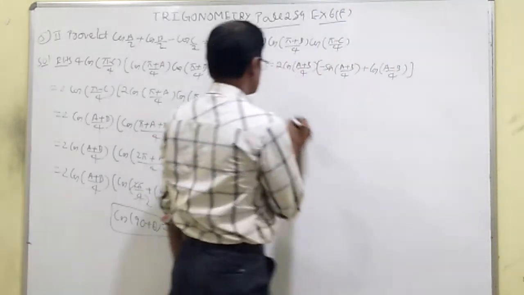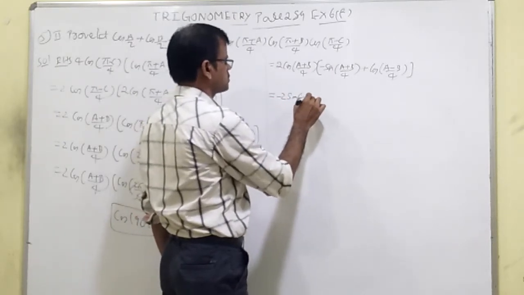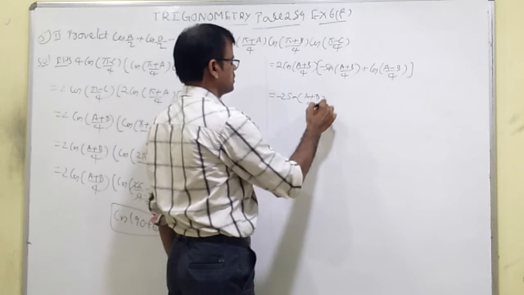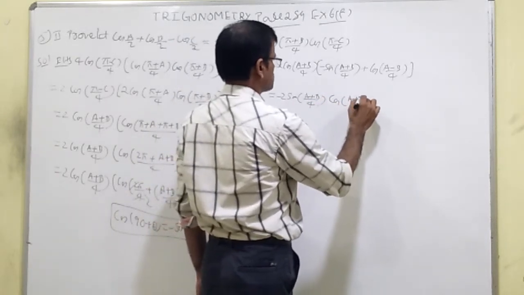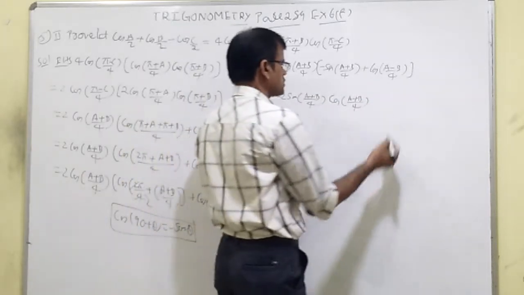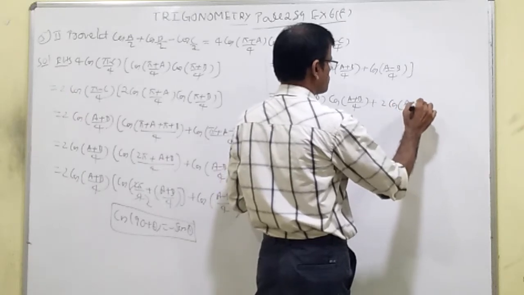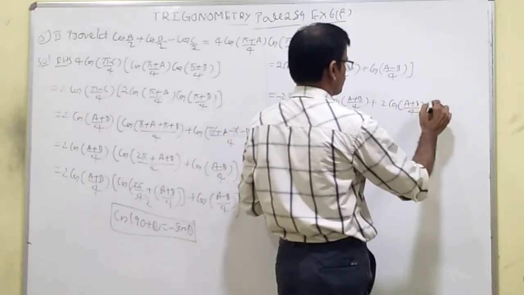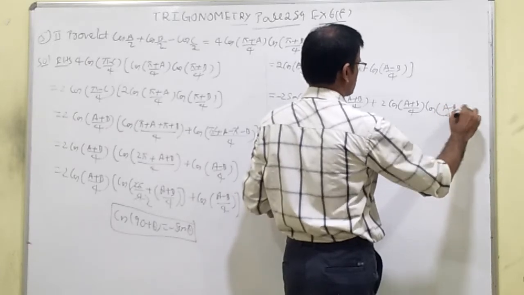Now multiply this one, write in the order: minus 2 sin of (a plus b) by 4 into cos of (a plus b) by 4, plus 2 cos of (a plus b) by 4 into cos of (a minus b) by 4.